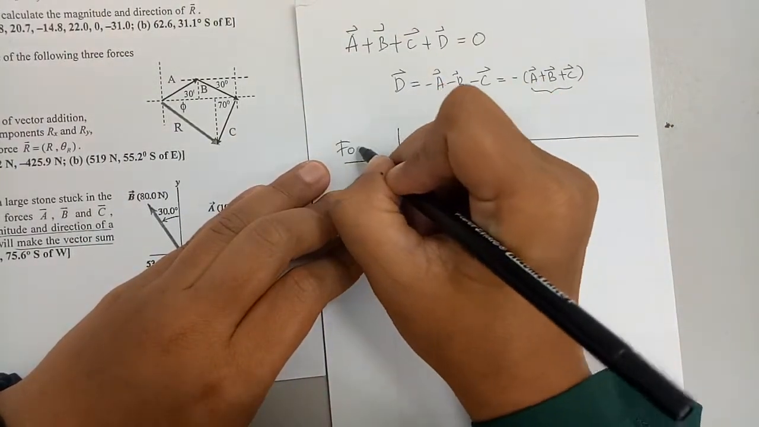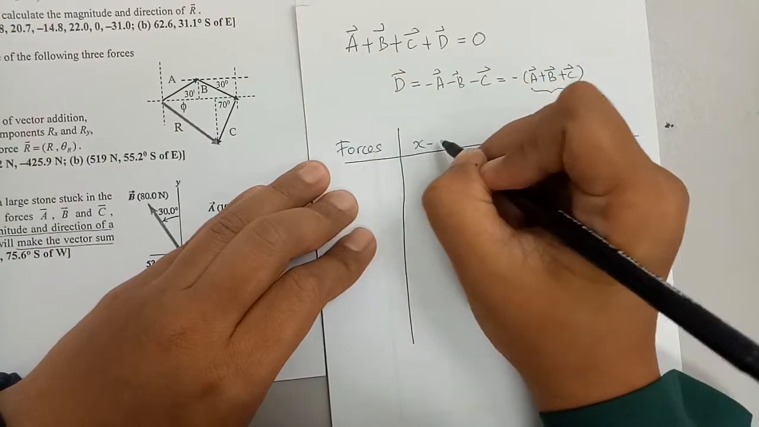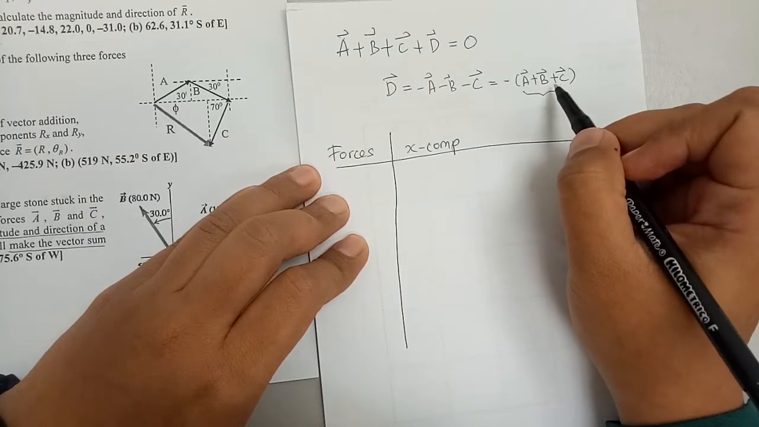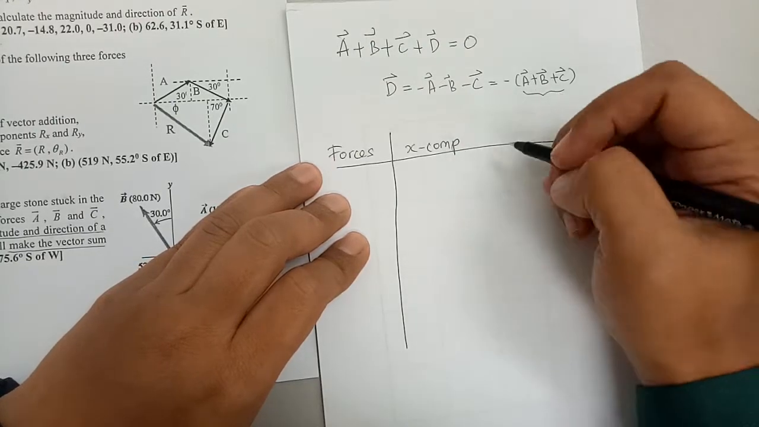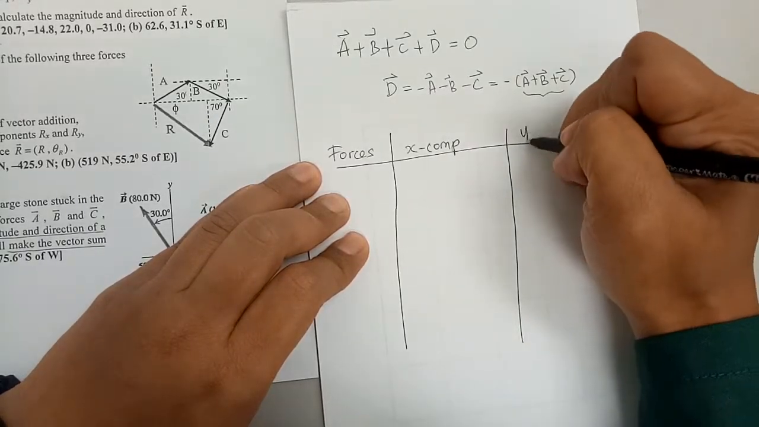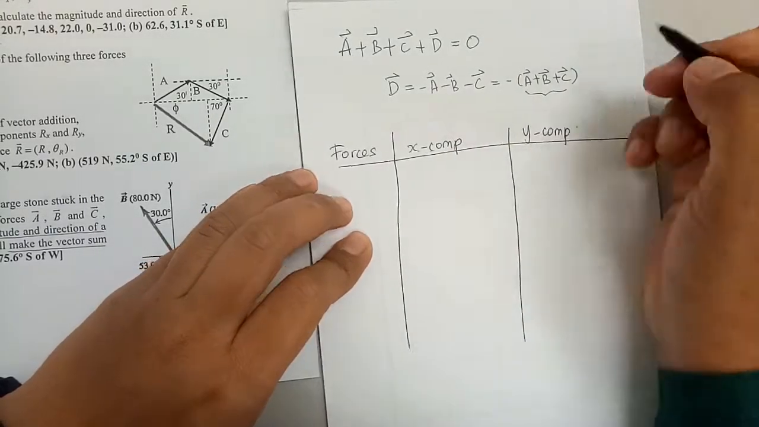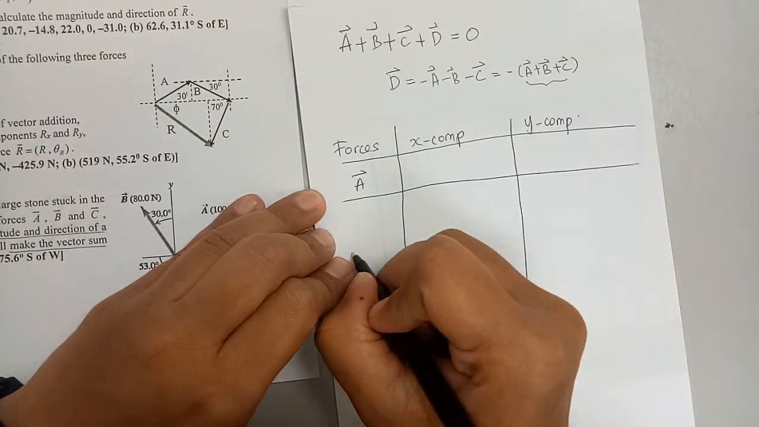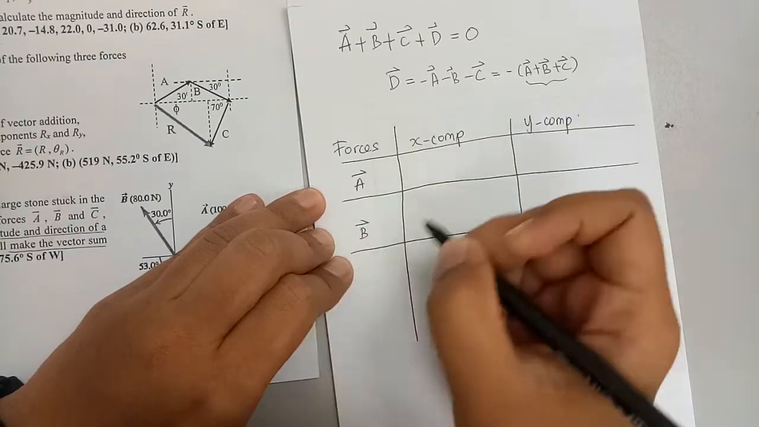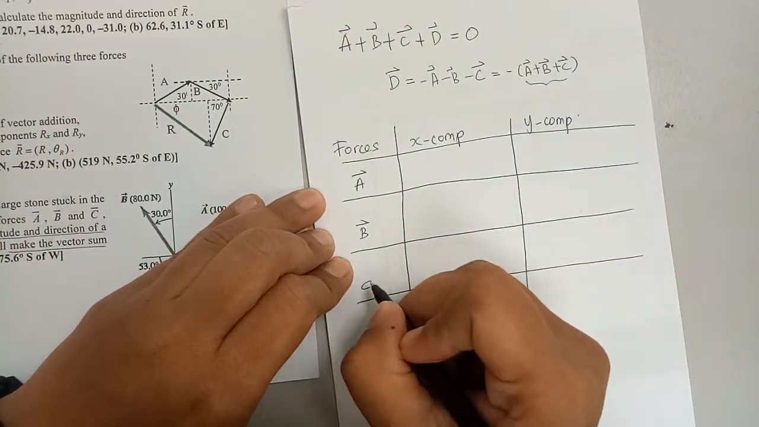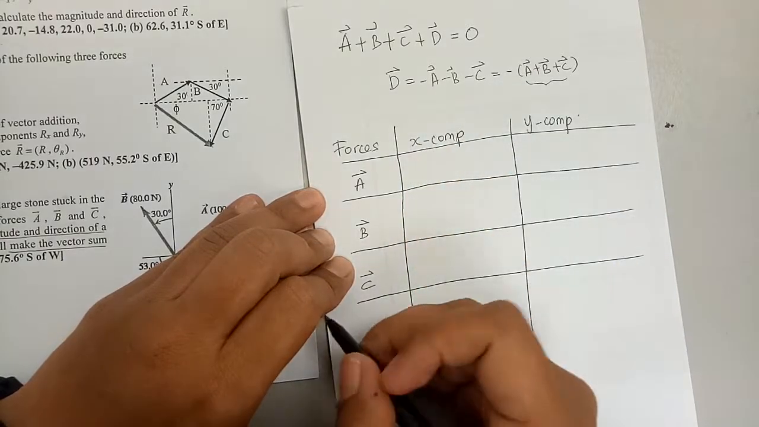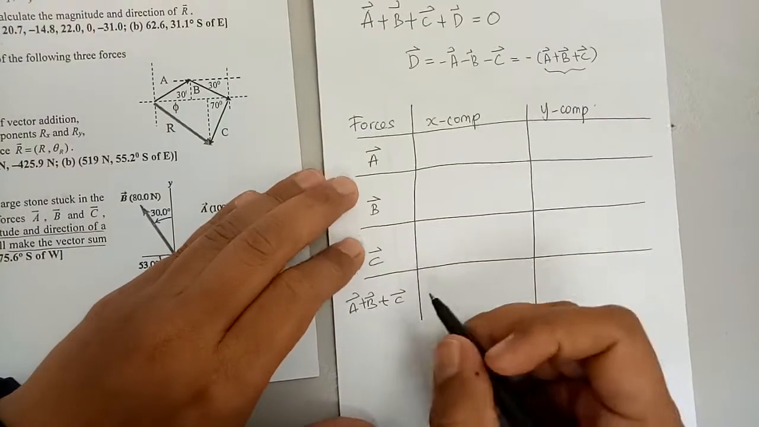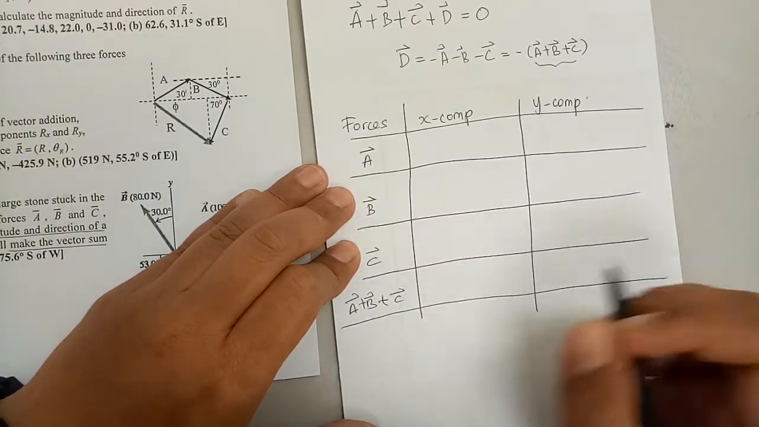This is forces. This is the x component, because for addition of vectors, you have to resolve each vector into x and y components, and then we get the summation. Let's say vector A, vector B and vector C, and we find A plus B plus C, which equals D later.